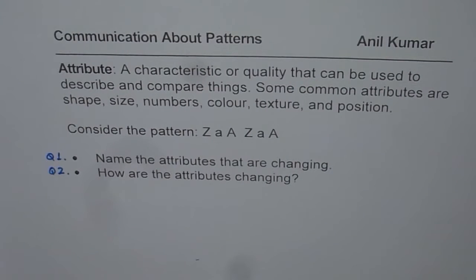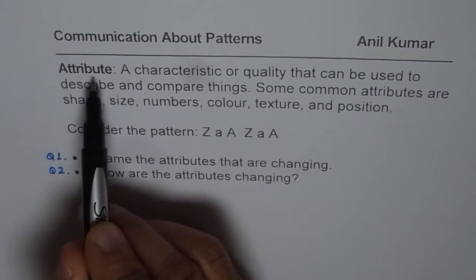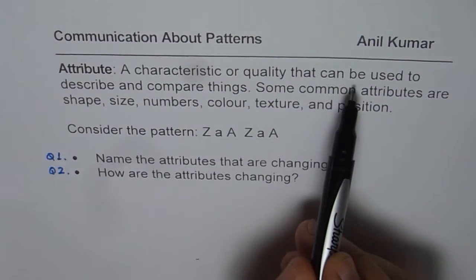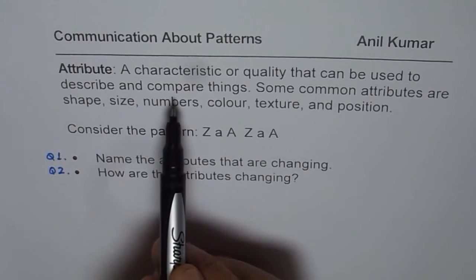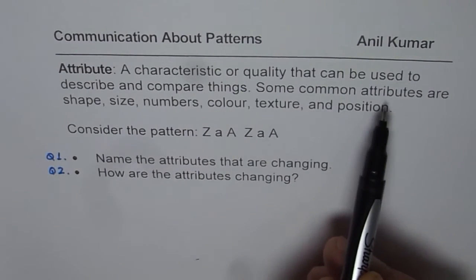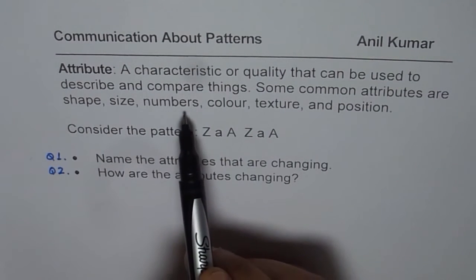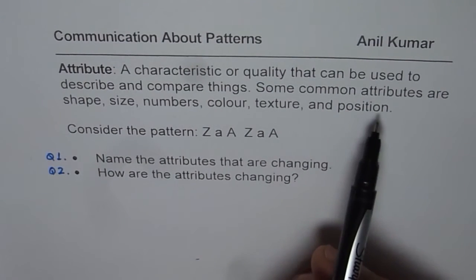Now, let us understand how to make patterns and describe them. A key word which you need to know is attributes. Attributes describe the features of any pattern. So here is the definition of the word attribute: a characteristic or quality that can be used to describe and compare things. Some common attributes are shape, size, colors, numbers, textures, and position.